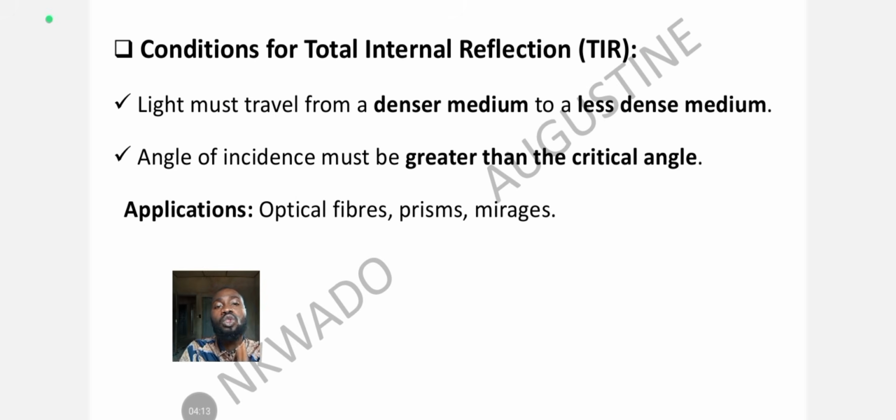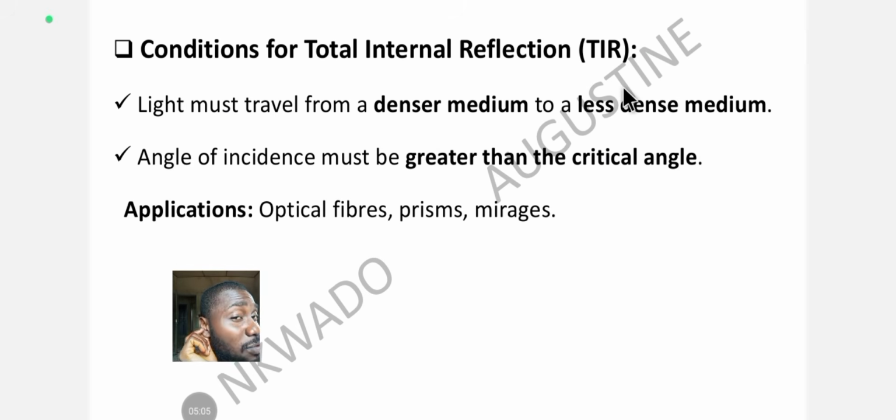Now we are talking about total internal reflection. Remember, reflection is the bouncing off of a light ray. Light enters a medium, and it bounces off as a reflection. That's total internal reflection. So it's coming from within. These are the conditions for total internal reflection. First, light must travel from a denser medium to a less dense medium.